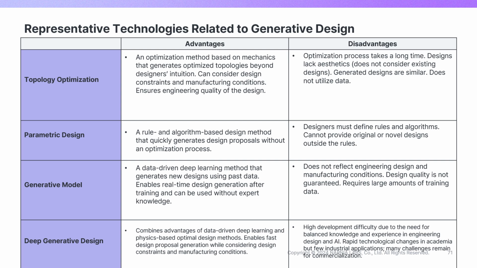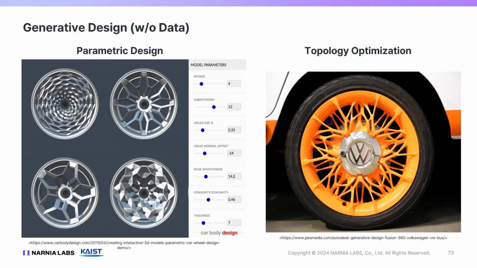First, let's take a look at examples of topology optimization and parametric design. Parametric design takes the following form. For example, when generating a wheel, parameters such as the number of spokes or the size of the holes are set by a person through parameterization, and the design is created by modifying these parameters.